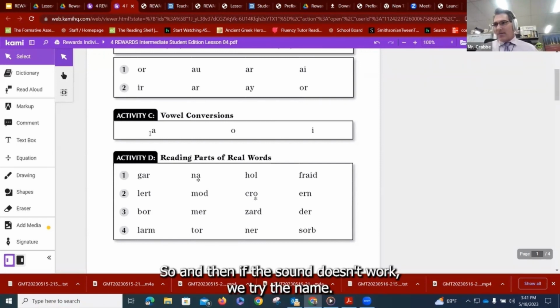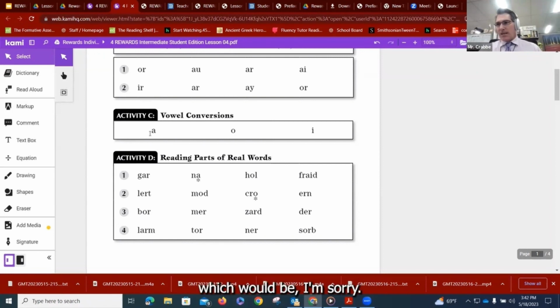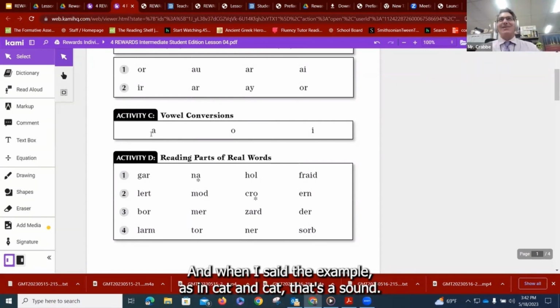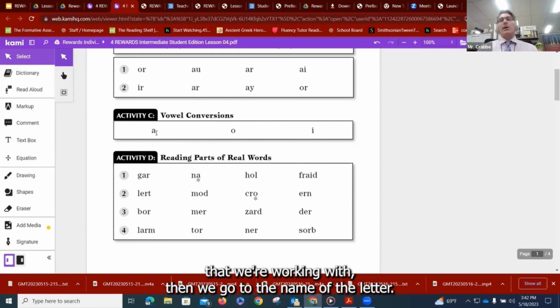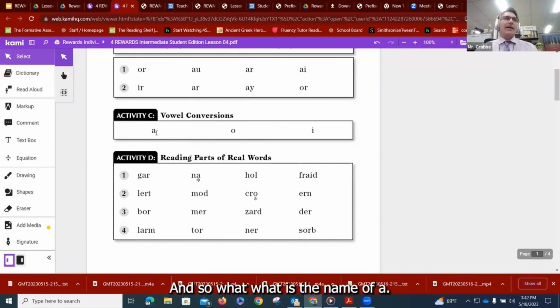So, and then if the sound doesn't work, we try the name, which would be, I'm sorry, the sound, let me do that over. Did you guys hear my mistake? The sound of this is ah. And when I said the example, as in cat, that's the sound. And then if it doesn't work in a word that we're working with, then we go to the name of the letter. And so what is the name of A? It's A, right? As in aim, for example.